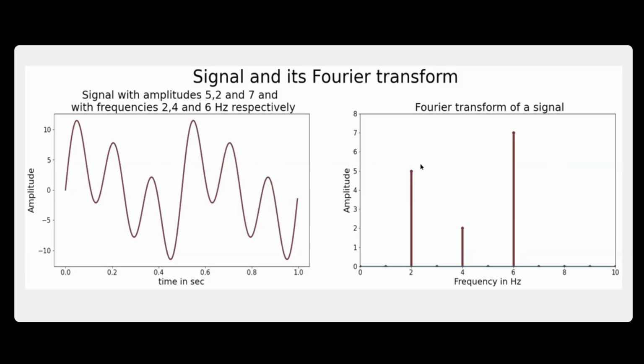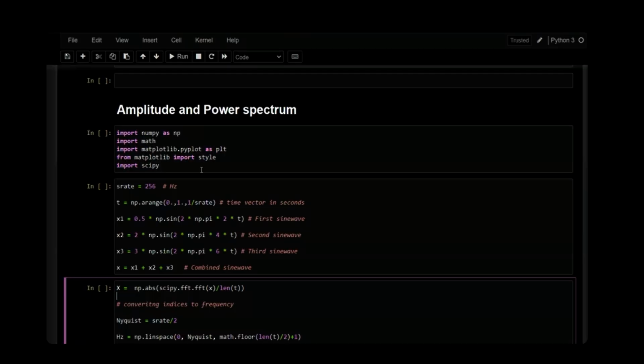Now, the power spectrum is not difficult. If you take the square of this amplitude, you will get the power spectrum. It means at 2 Hz, if the amplitude spectrum is 5, its power spectrum will be 25. Similarly, at 4 Hz, if the amplitude spectrum is 2, it means the power spectrum is 4. So to find the power spectrum from the amplitude spectrum, you just have to square the amplitude value. So let us understand this concept more with some fresh examples.